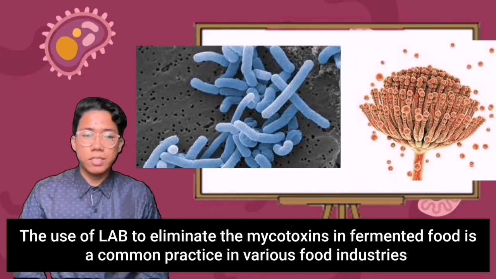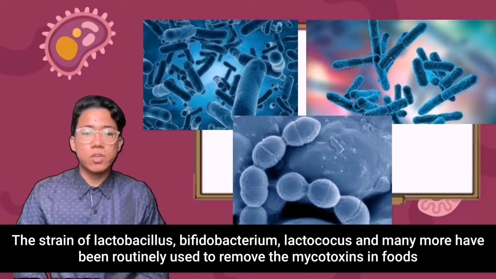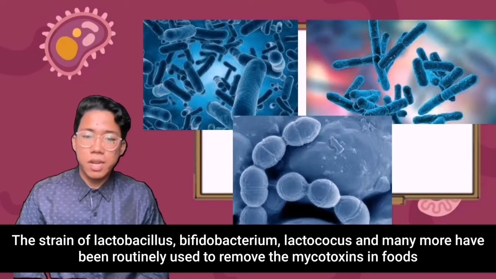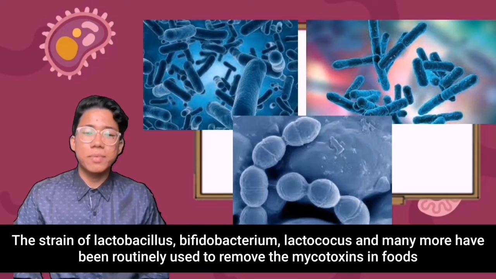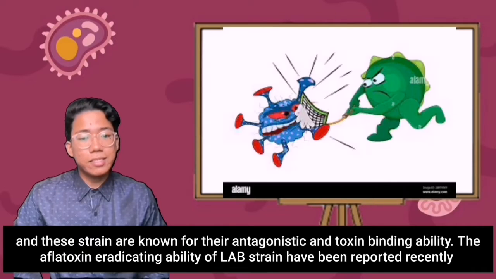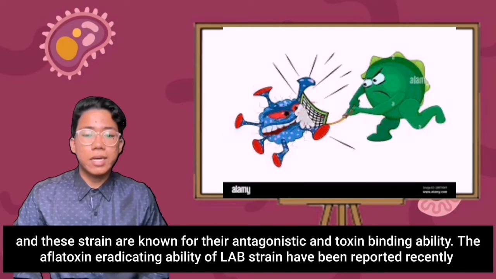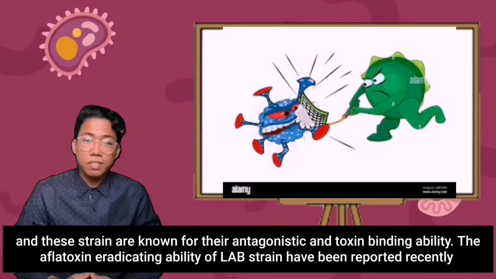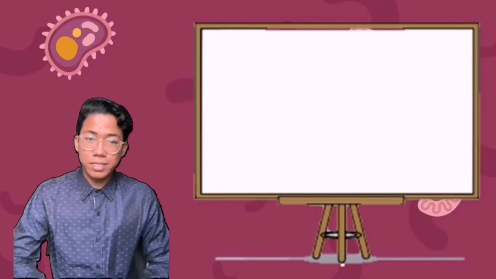The use of lactic acid bacteria to eliminate mycotoxin in fermented food is a common practice in various food industries. The strains of Lactobacillus, Bifidobacterium, Lactococcus, and many more have been routinely used to remove mycotoxin in foods. And these strains are known for their antagonistic and toxin-binding ability. The aflatoxin-eradicating ability of lactic acid bacteria strains has been reported recently. So I think that's all from me.